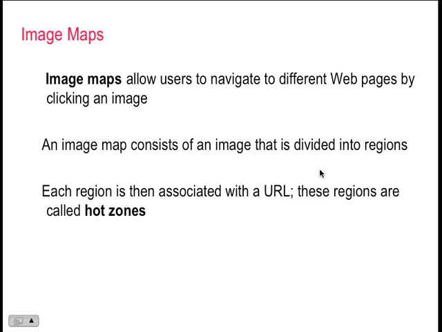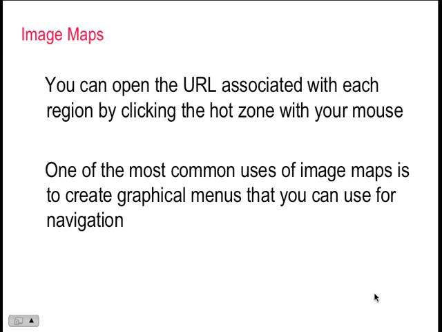So an image map consists of an image that's divided into regions. As I mentioned, each region is associated with a URL. Regions are called hot zones, or hot spots. So you can open up the URL that's associated with each one of the regions by clicking on the hot zone with your mouse. You have to click on it exactly, the 2 pixels that were specified. Hopefully you're going to make a bigger region so it's easier to click on.